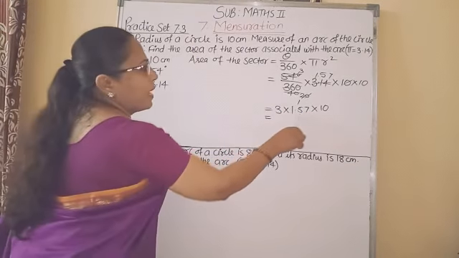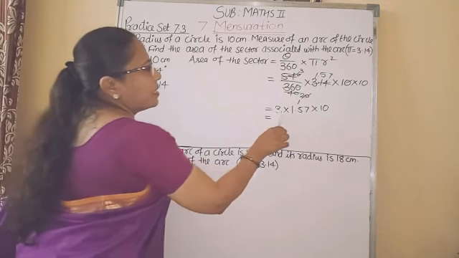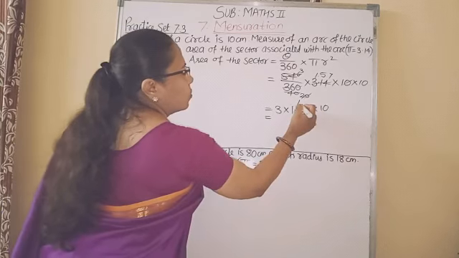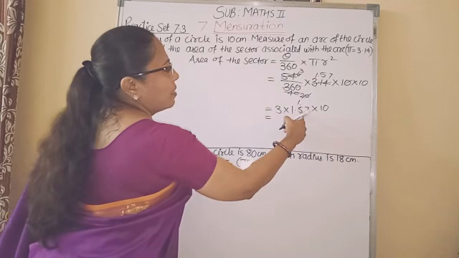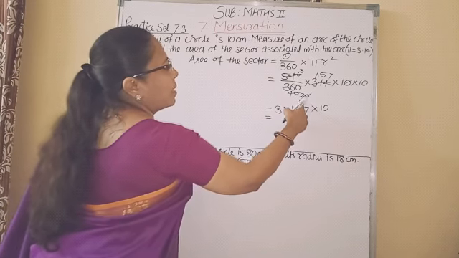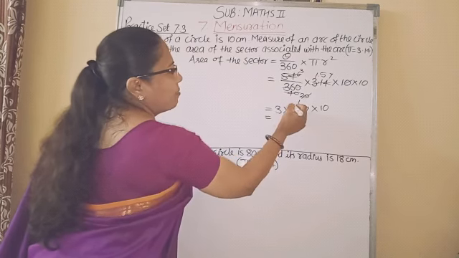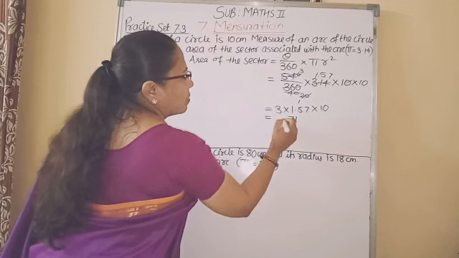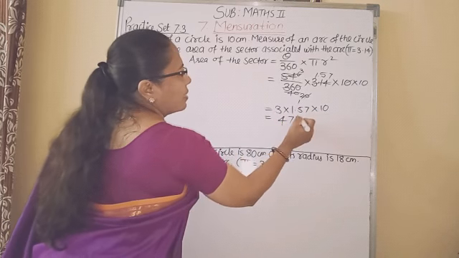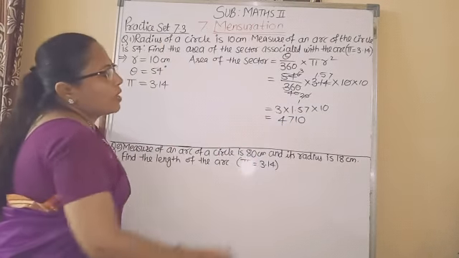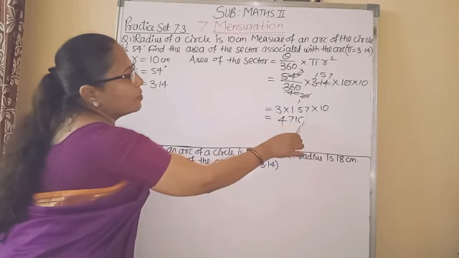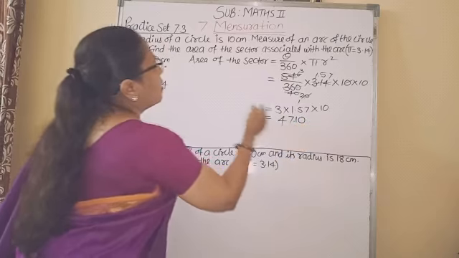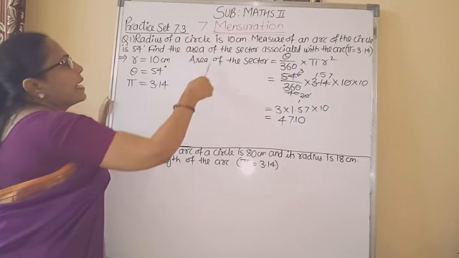So first multiply this. 3 7s are 21, carry 2. 3 5s are 15, 15 plus 2, 17, carry 1. 3 1s are 3, 3 plus 1, 4. And then you have to write this 0. Now we have to give decimal point by leaving 2 digits. 47.10. And here we calculated area.